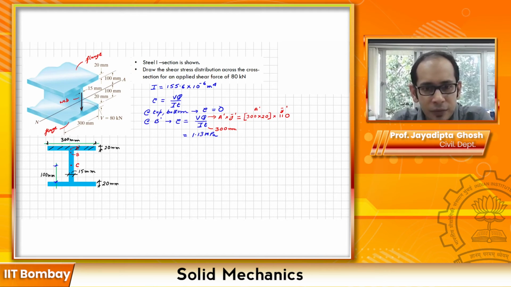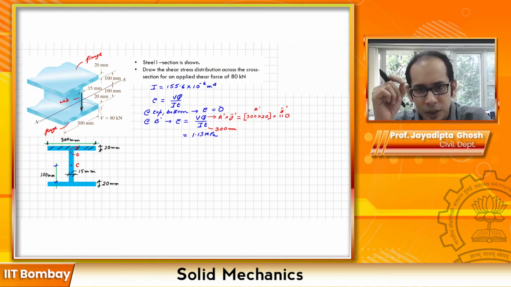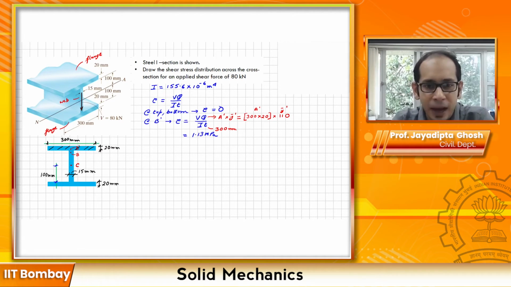Now let's move to our next point of interest, which is B, which is just below. The only thing which is going to change: V stays the same, Q stays the same as well, because you're looking at the area above. So if your point B is just below that point of intersection, your Q stays the same, I stays the same. The only thing which changes is this t, from 300 now it becomes 15 mm over here. So let's make a note of that.